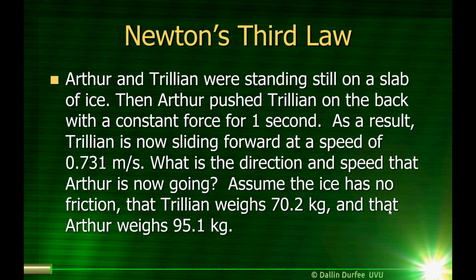So here's a problem we can work with the third law. Arthur and Trillian were standing still on a slab of ice. Then Arthur pushed Trillian on the back with a constant force for 1 second. As a result, Trillian is now sliding forward at a speed of 0.731 meters per second. What is the direction and speed that Arthur is now going? Assume that the ice has no friction, that Trillian weighs 70.2 kilograms, and that Arthur weighs 95.1 kilograms.